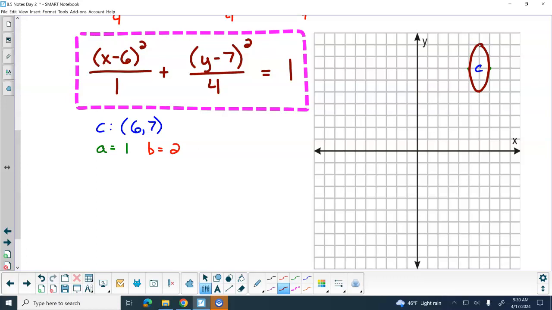We needed to find the center. We found it. What else do we need to find? Vertices next. Yeah. Where are the vertices on this? Okay, is the major axis left and right or up and down? Up and down, so where are they? 6, 5, and 6, 9.